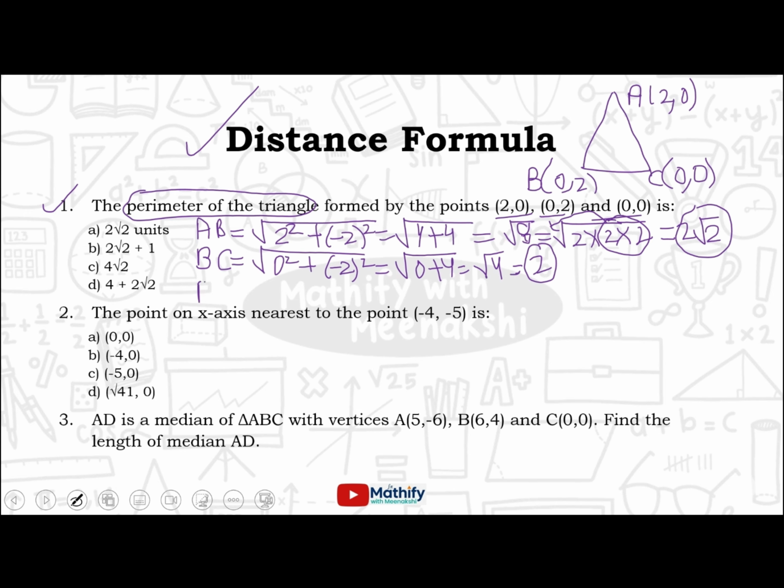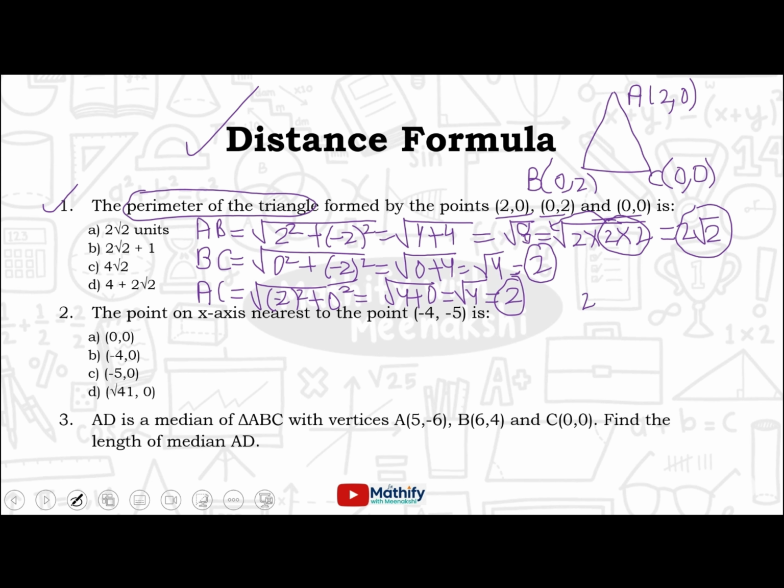Now we'll find AC. Again, you will write 0 minus 2 square, that is minus 2 square, plus 0 minus 0 square, that is 0 square. So again your answer is 4 plus 0, that is root 4, and the answer is 2. But they are asking for perimeter, that means sum of all the sides.